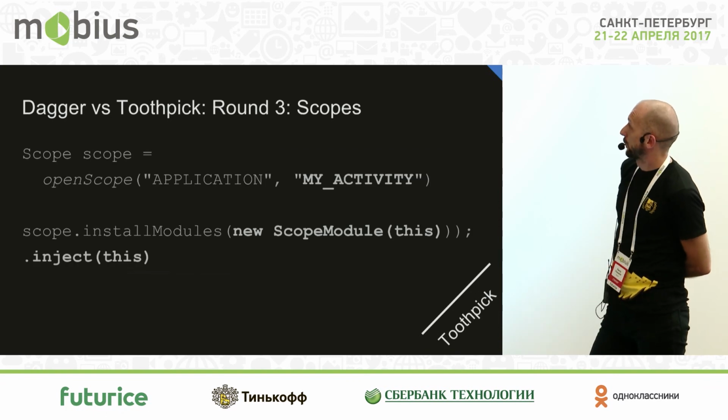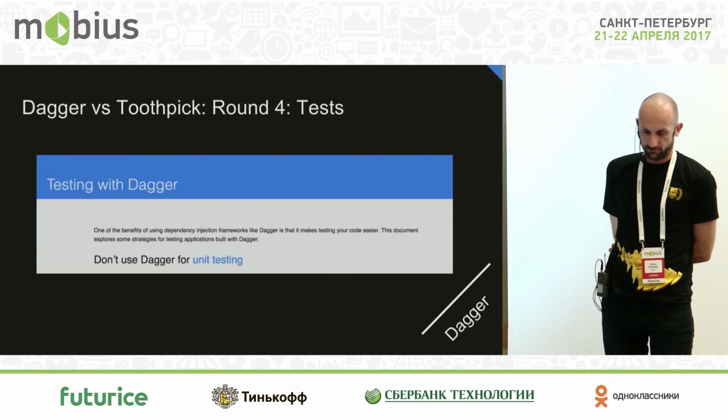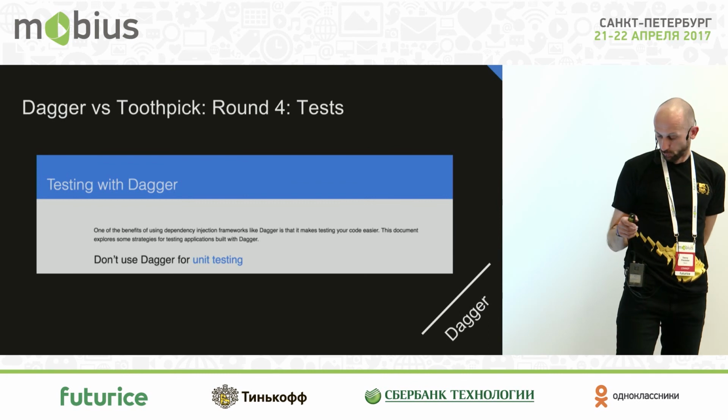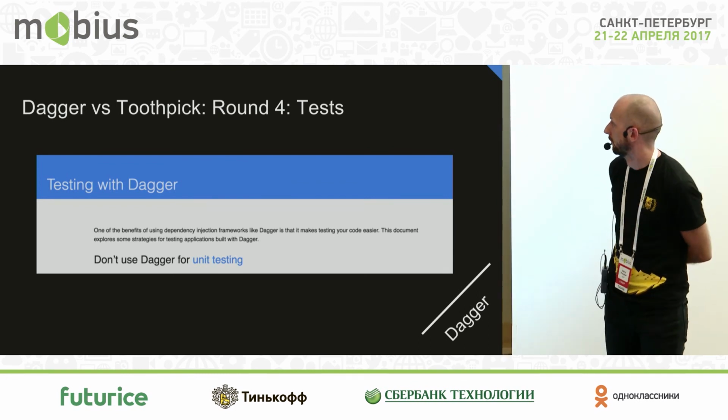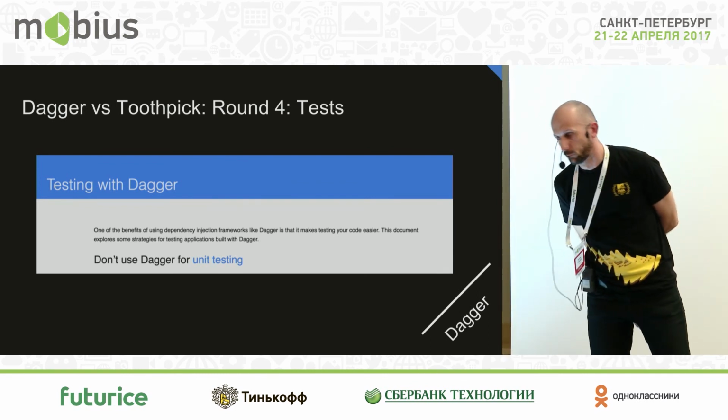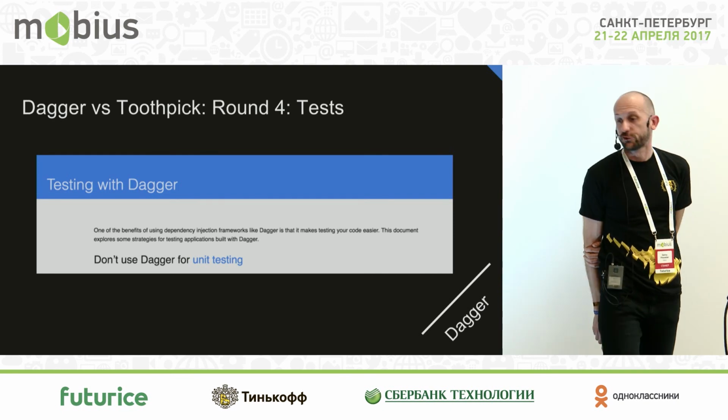So this was scopes. Let's go to tests. It's really easy with Dagger 2 because that's what Google says. Don't use Dagger for testing. People still want to do it. So let's try.